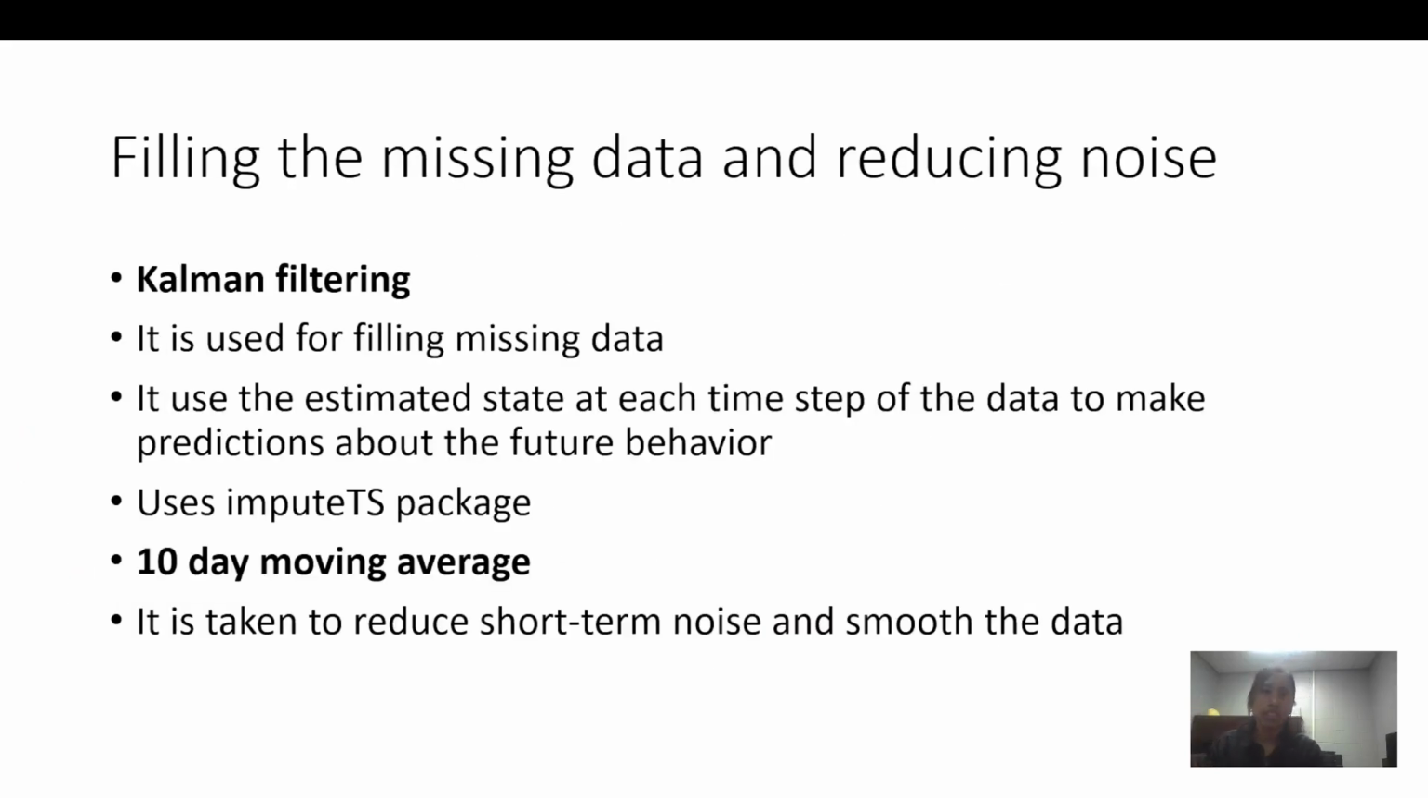Kalman filtering fills the missing data by estimating the state at each time step of the data and making predictions about the future behavior. It uses the imputeTS package. After that, the time series data is changed into a 10-day moving average, so that it reduces the short-term noise and smooths out the data.